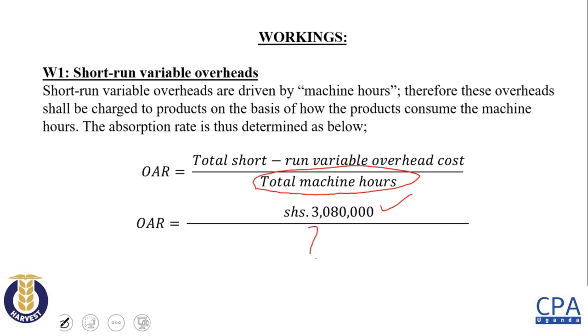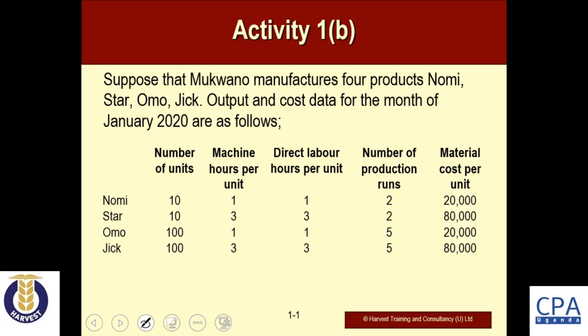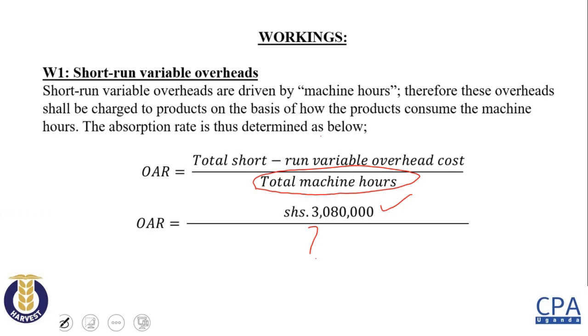What are the total machine hours? Going back to our question, we are told that NOMI requires 1 machine hour and the number of units are 10. So that's what I'm going to take to my formula here. In the brackets, I'm going to include the 1 machine hour required by each unit of NOMI times the 10 units of NOMI that I have to get the total machine hours.